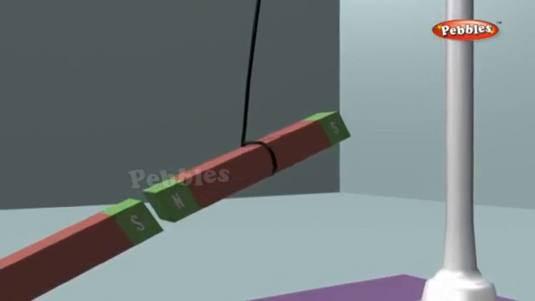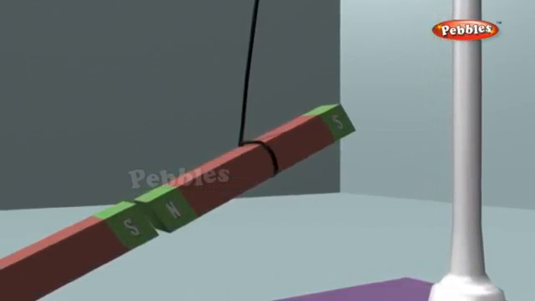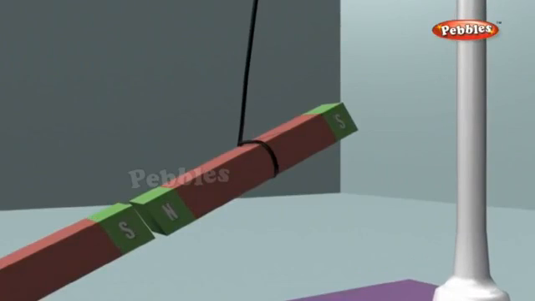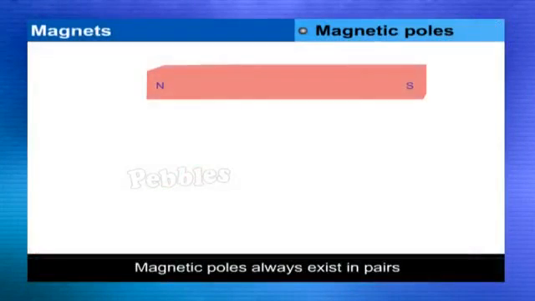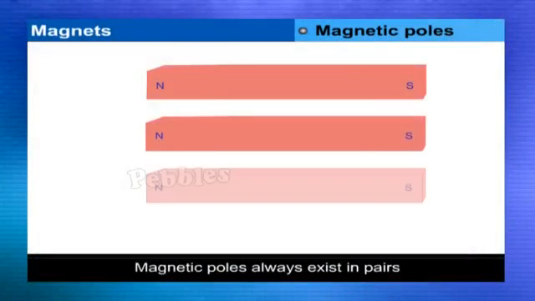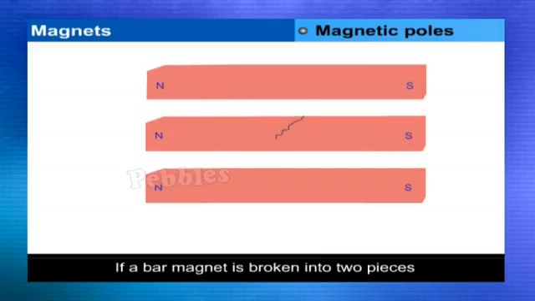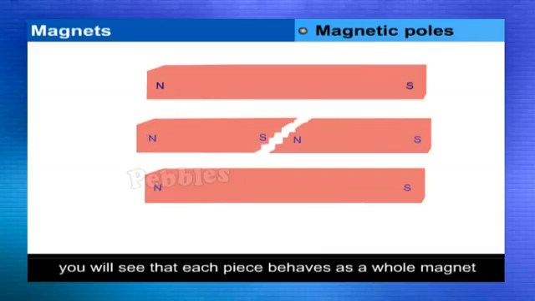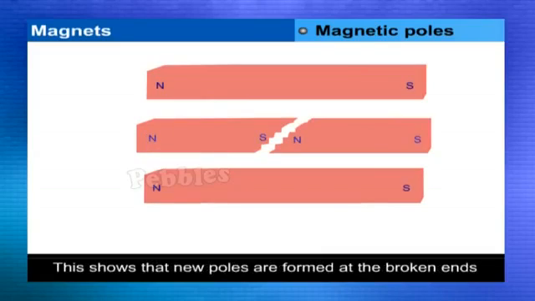We therefore conclude from this activity that like poles repel and unlike poles attract each other. Magnetic poles always exist in pairs. If a bar magnet is broken into two pieces, you will see that each piece behaves as a whole magnet. This shows that new poles are formed at the broken ends as shown in the figure.